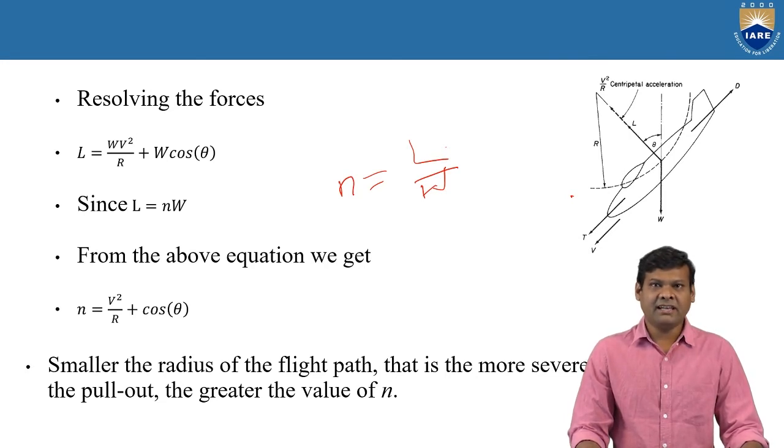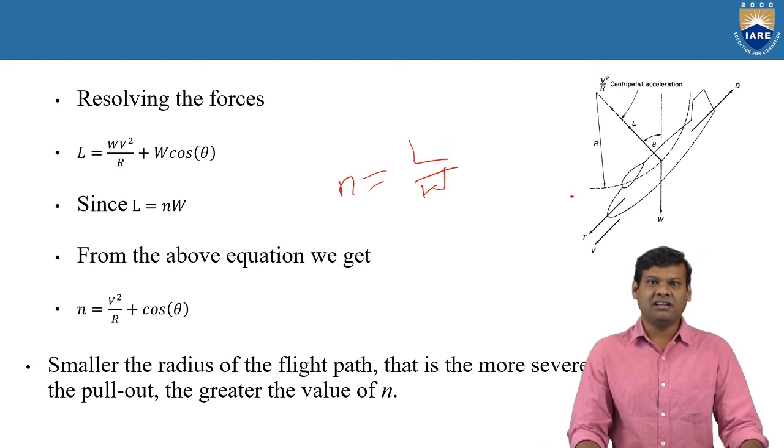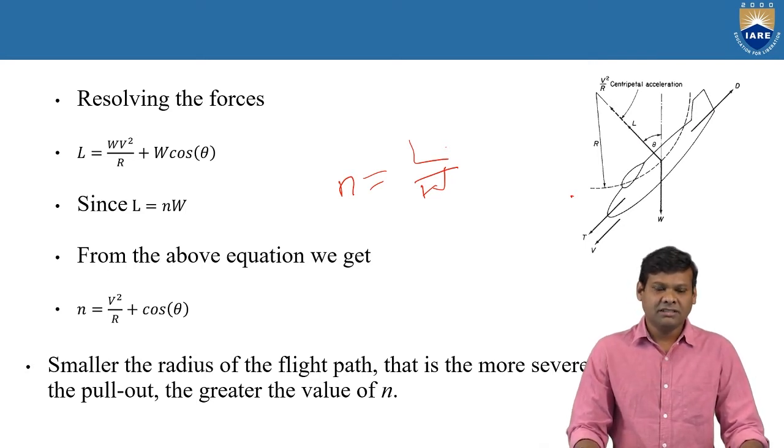For a small angle approximation, when theta is small and when the radius of turn is large, we can approximate cos theta as equal to 1. That is, for larger values of n, two conditions should be satisfied. Either the turn radius should be shorter or the velocity should be more.